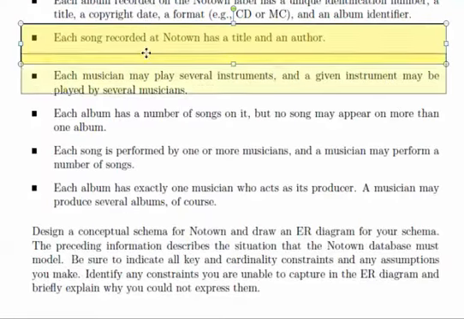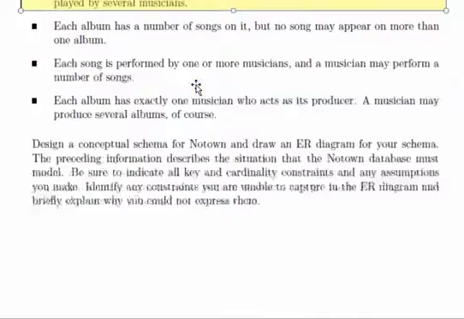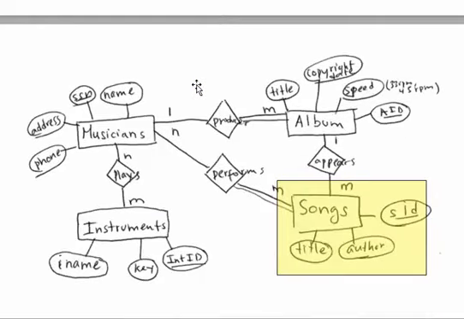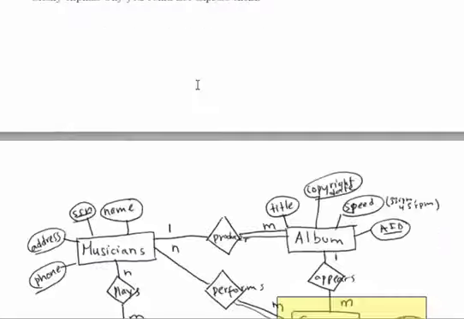Now we talk about musicians. Musician is an entity, and instruments is an entity. So we're identifying a relationship, and the relationship will be play. A musician plays instruments, and a given instrument may be played by several musicians. So then this is a one-to-many play. Let's see again: a given instrument may be played by several musicians.